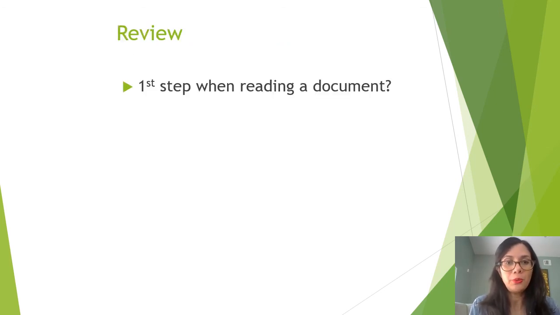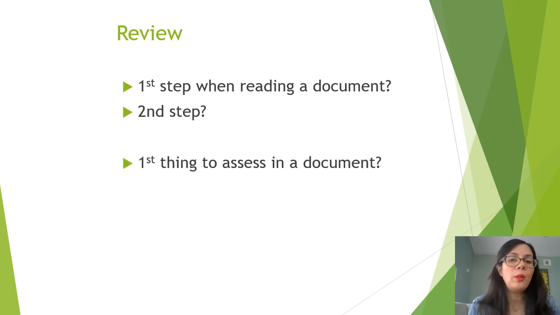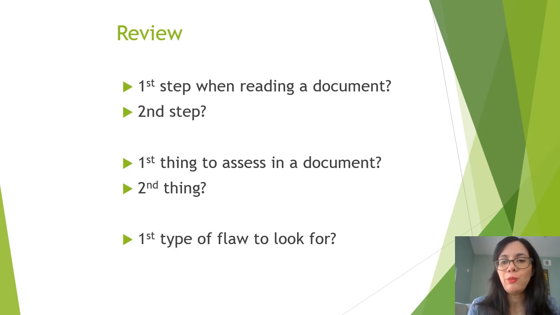Quick review. What's the first thing you do when you read a document? You find the main conclusion. The second thing is look for the intermediates and the evidence and examples. What about when you start to assess if a document is strong or weak? What should be the first thing you assess? Raven, the reliability of a source. The second thing is what we learned about today first, the structure. Is it inductive or deductive? And the first type of flaw to look for are assumptions, because they are very common in many arguments.